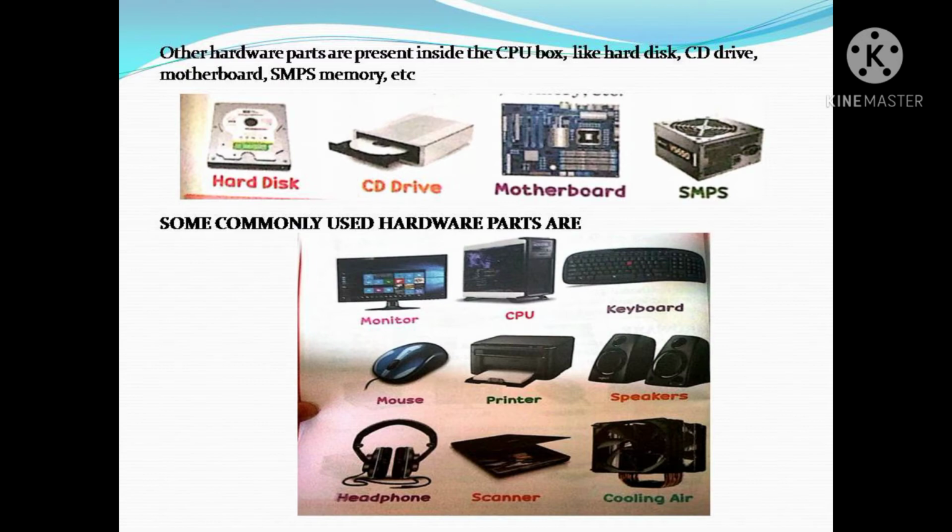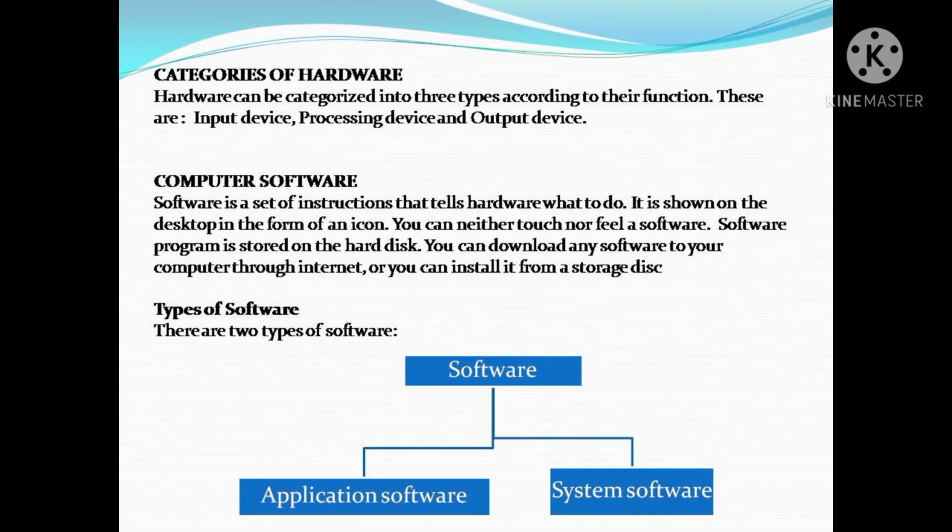Computer software. Okay, we will learn about some of the computer software. We have learned about the hardware. Now we will learn about the software. What is software? Software is a set of instructions that tells hardware what to do. Now if I have hardware, a computer at home, and I do not have any software on my computer, it is of no use.